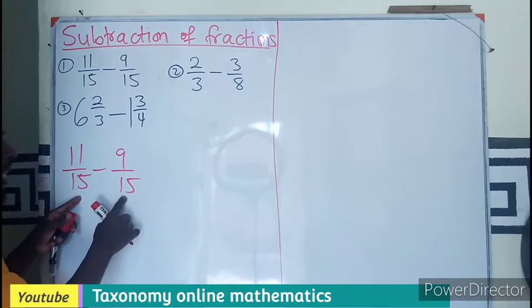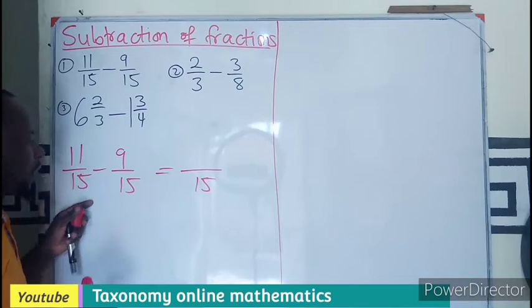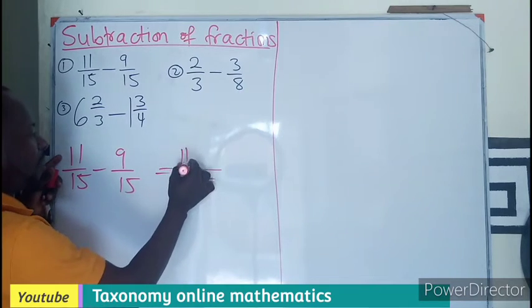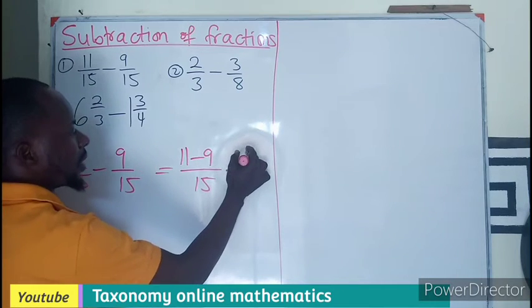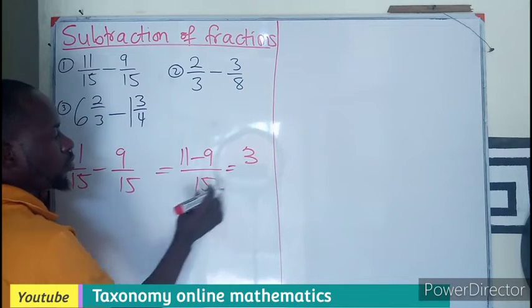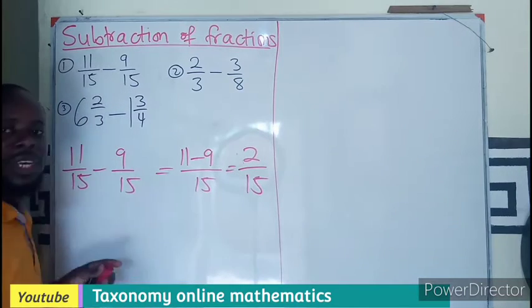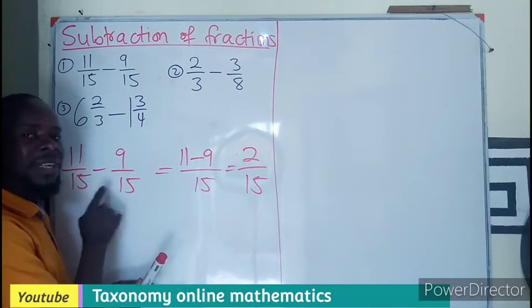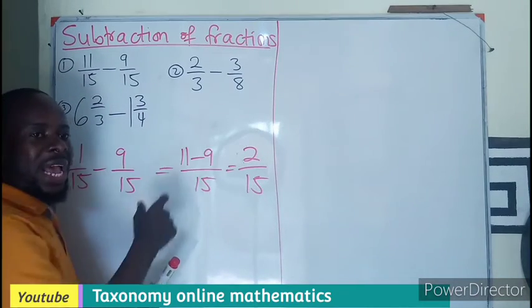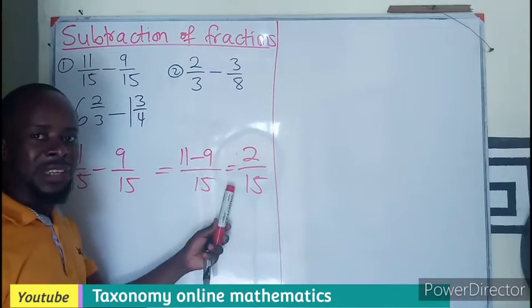So the moment the denominators are the same, we pick them as 15. Then we subtract our 11 minus 9. So this is going to be 2 out of 15. The moment your denominators are the same, you only go straight forward and do the subtraction of the numerators. So this will be our answer.